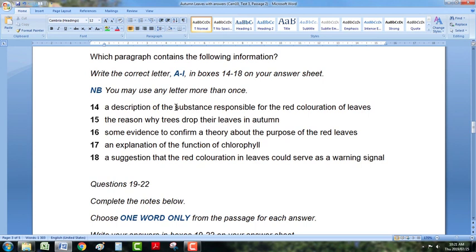Description of the substance, definitely. A substance responsible for the red coloration. The reason why trees drop their leaves in autumn. I think all of that. Drop their leaves, autumn. Some evidence to confirm a theory about the purpose of the red leaves. Not much there. Maybe purpose, maybe theory. Explanation of the function of chlorophyll, definitely. A suggestion that the red coloration could serve as a warning signal. All right. Just run those over again in your head. Substance, drop their leaves in autumn. Theory, purpose, function of chlorophyll, warning signal.